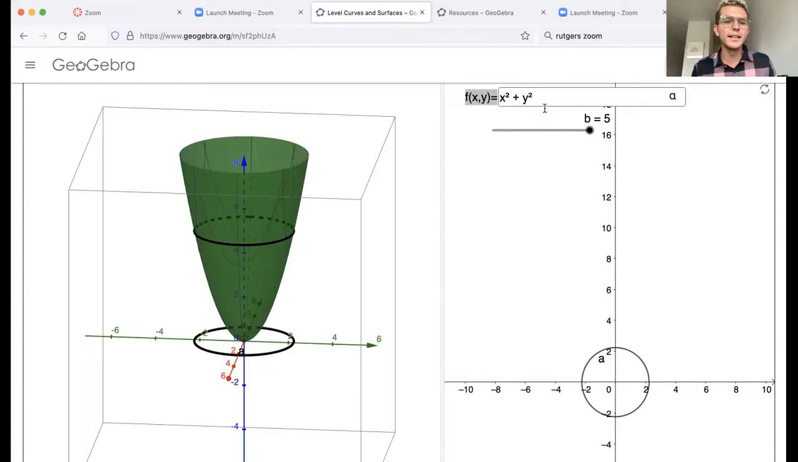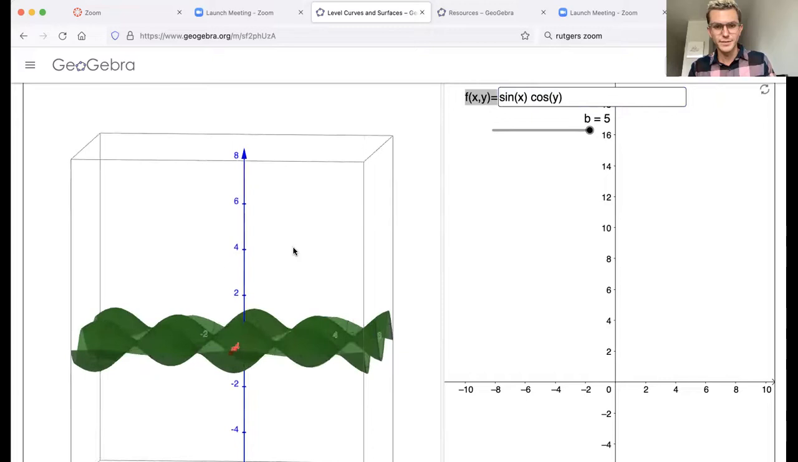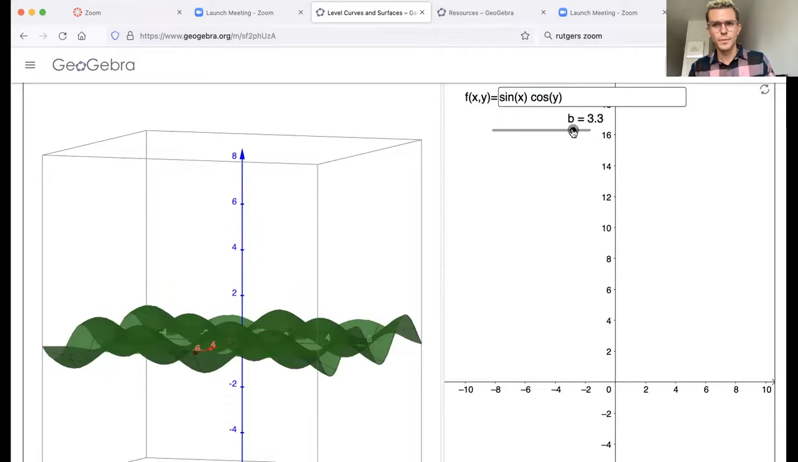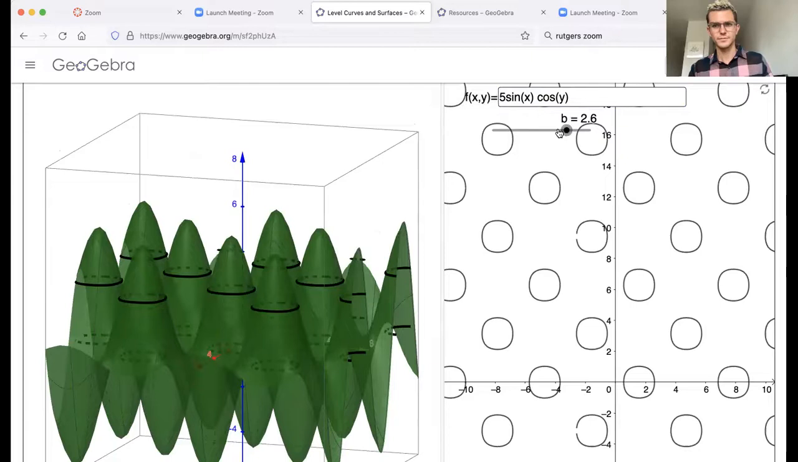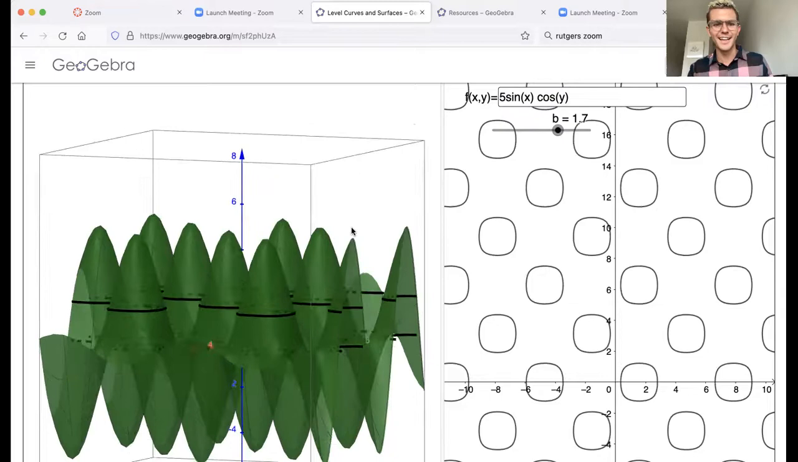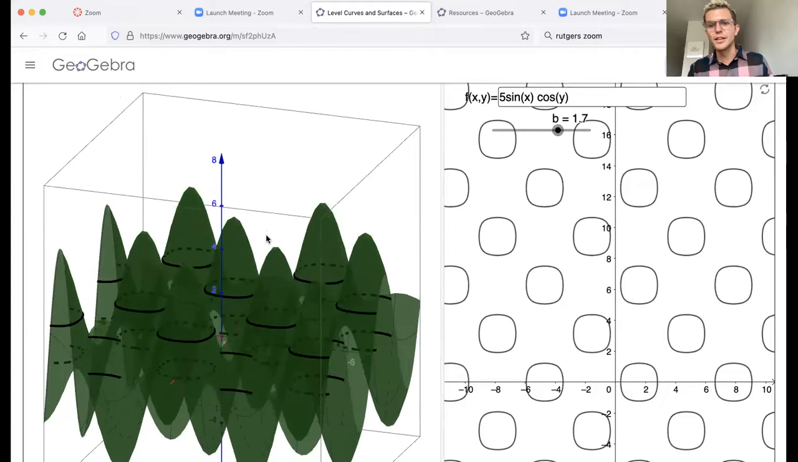Let me do a different function. Let's say you look at the function sine of x times cosine of y. That's a cute one. Do you see it? Yes. And let's make it bigger. Good. So now you see this is a graph, and there are tons of places where the height is 1.7. That just means there are tons of places where the value of the function is 1.7, right?